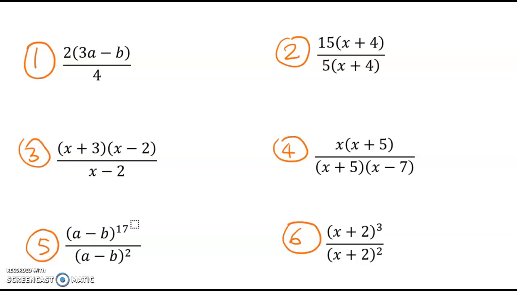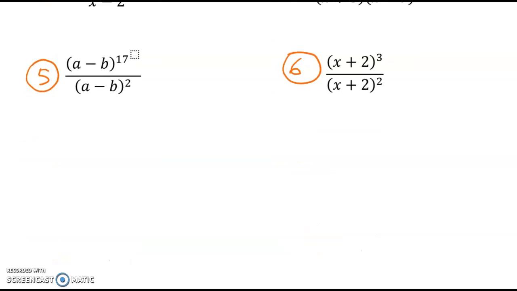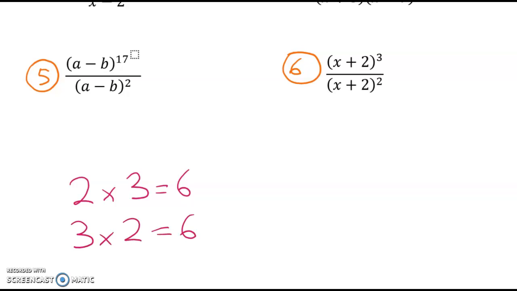Right? And so going all the way back again to about year 2 or 3, we know that 2 3s are 6, right? And we know that that's the same as 3 lots of 2, that's 6 as well. And it's that idea that we're applying here. The difference in these questions is that my factors are not just going to be an x, right?